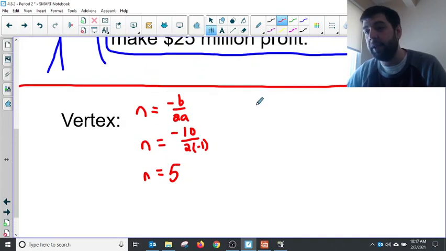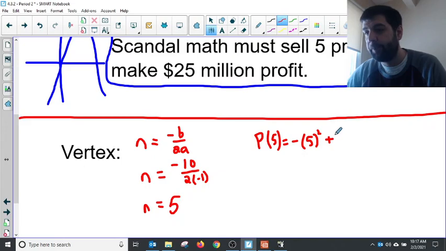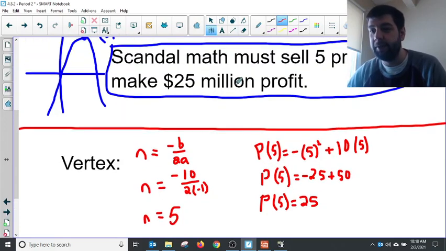I then want to find p as well. So p of 5 is negative 5, opposite of 5 squared, plus 10 times 5. And I kind of already went through this very quickly. I wish I could write faster. So I got negative 25 plus 15. It's 25. No big deal if you fast forward it there. I got you. And then it's the exact same sentence for your ending.